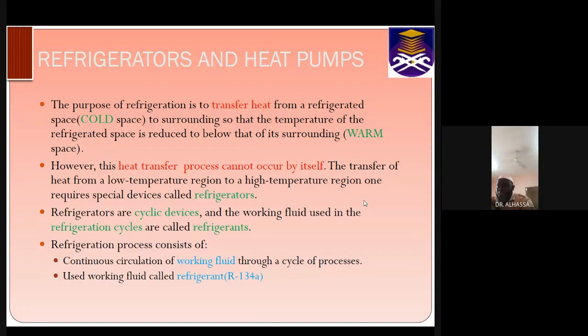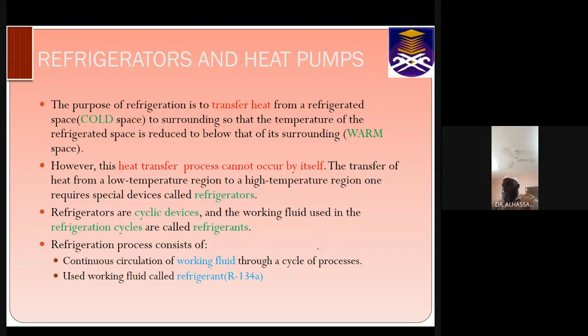Which simply says that there is no heat engine that, by the end of the day, does nothing but transfer heat from a high temperature reservoir to a lower temperature reservoir. That is not possible. So the main heart of a refrigerator is the compressor. Refrigerators are cyclic devices. What we mean by a cyclic device is that the working fluid moves through a thermodynamic cycle from one state to another state, and then comes back to the original state again.